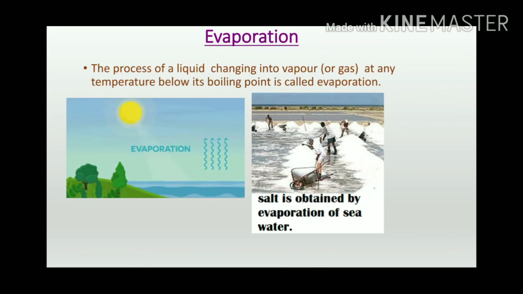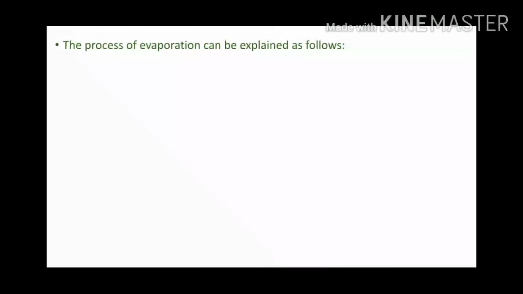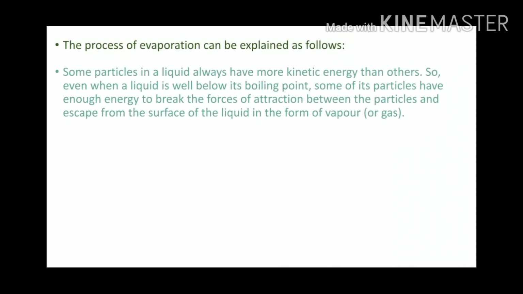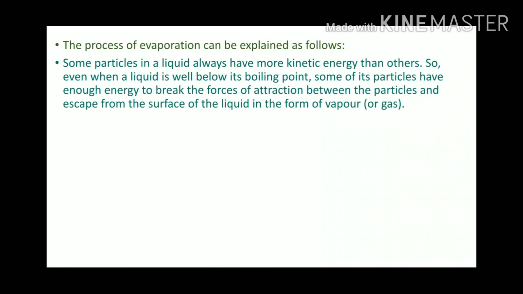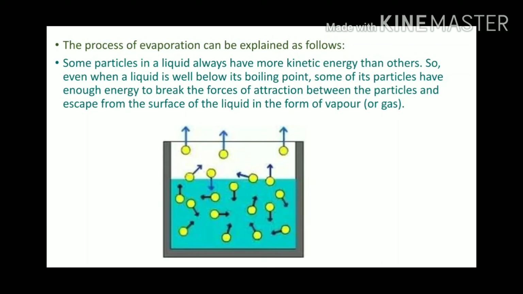Evaporation. The process of a liquid changing into vapor or gas at any temperature below its boiling point is called evaporation. The process of evaporation can be explained as follows. Some particles in a liquid always have more kinetic energy than others. So even when a liquid is well below its boiling point, some of its particles have enough energy to break the forces of attraction between the particles and escape from the surface of the liquid in the form of vapor or gas.